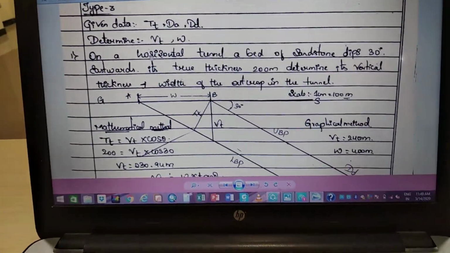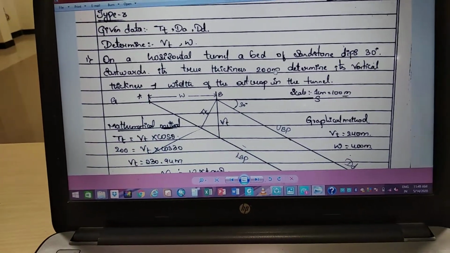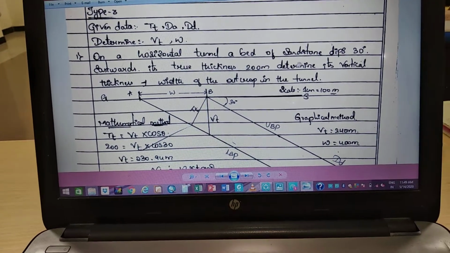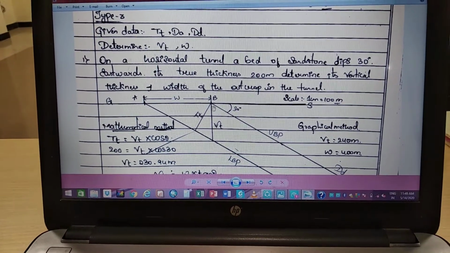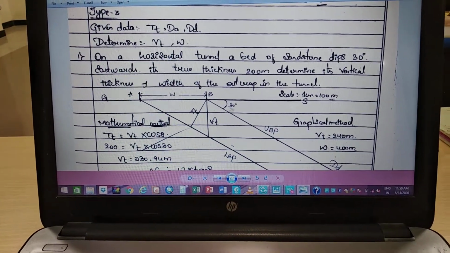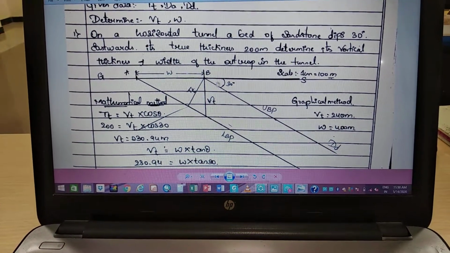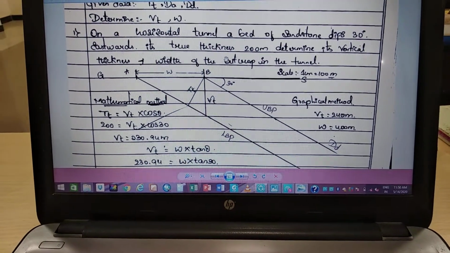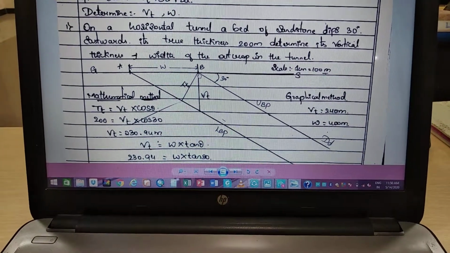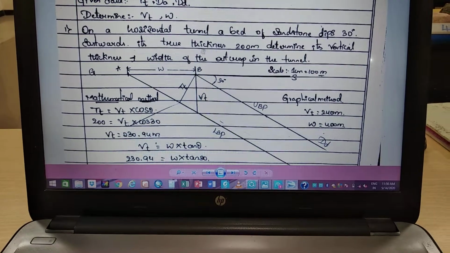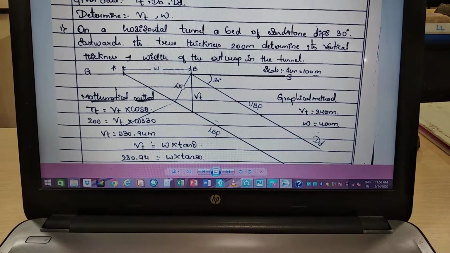So first we need to draw the ground surface, and we are given the dip amount and direction. The direction is the eastern side. We are also given the true thickness here. You need to draw and calculate the width of the outcrop. From the B point we are given the true thickness, and you need to draw the perpendicular of this.